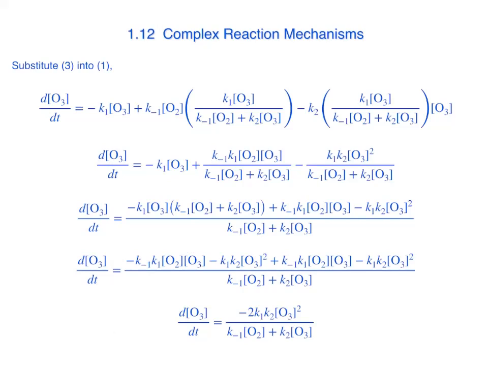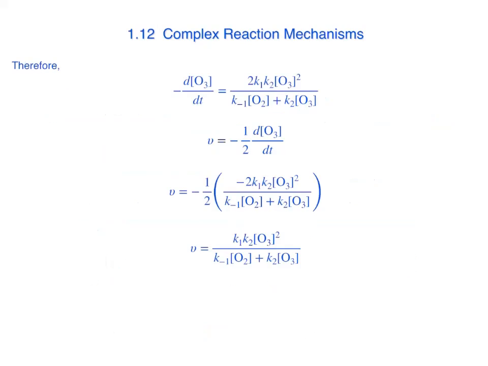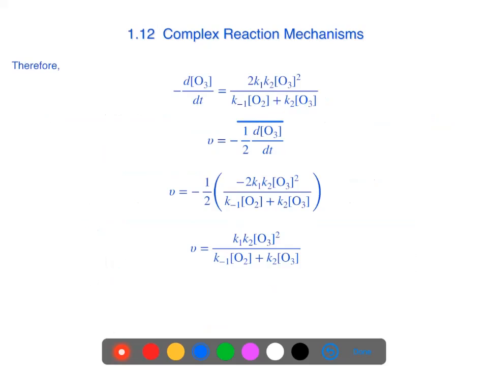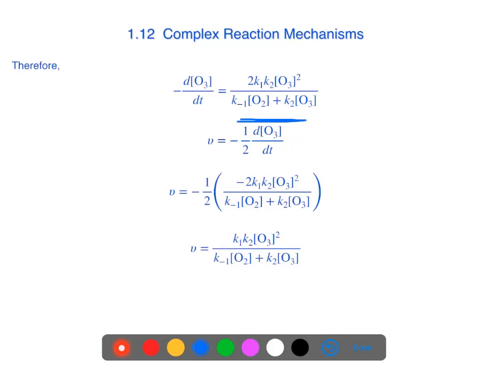And this is very close to our solution, except we were asked to solve for the decomposition of ozone. So therefore, we can multiply both sides by -1, and we're left with our final solution of 2 K1, K2 concentration of ozone squared over K-1 times the concentration of O2 plus K2 times the concentration of O3. And so this would be our final solution that we were after for this particular question.